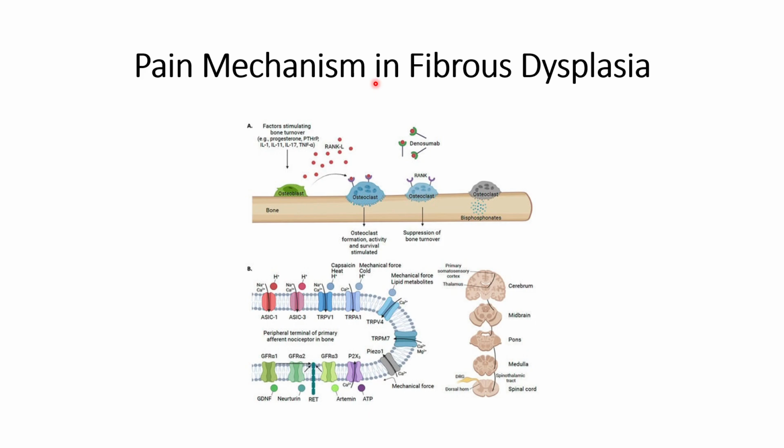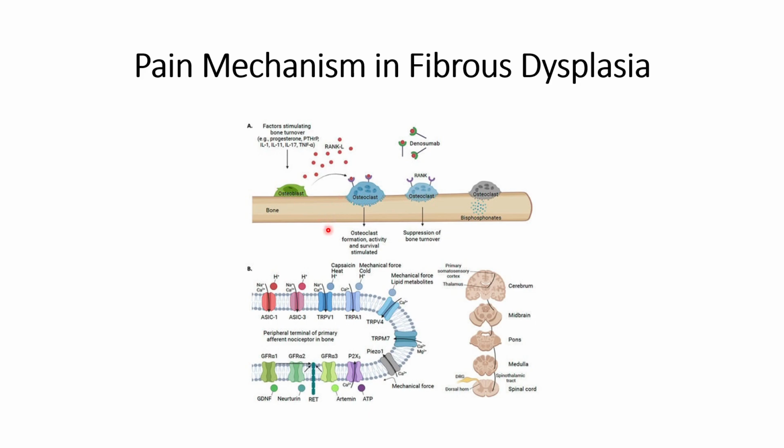What are some of the pain mechanisms that occur in fibrous dysplasia? As we know from our previous video, during bone formation an equilibrium is maintained between bone resorption and bone formation, and osteoclast and osteoblast play an important role in this, as osteoclast will help in bone resorption, whereas osteoblast will help in bone formation.